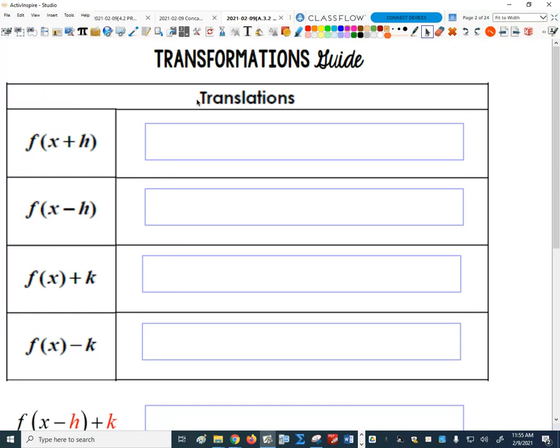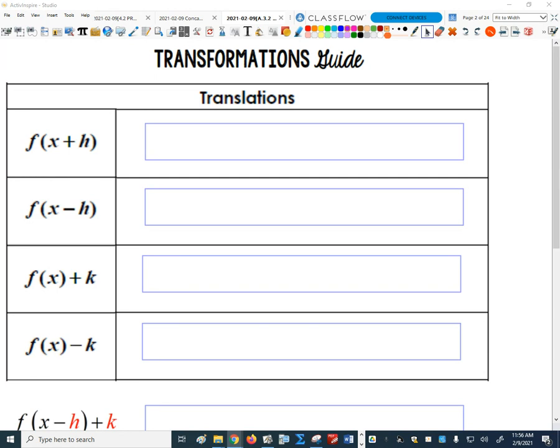Let's talk about translations, right? So going back to geometry, remember, to translate means to slide or to move, right? So let's talk about how we can do some translations of our parent graph. First of all, we want to answer the question, what happens if I add a number to x inside the function, or I subtract a number from x inside the function, or if I add a number outside of the function or subtract a number outside of the function? We want to see what happens there. Okay, so let's take a look.